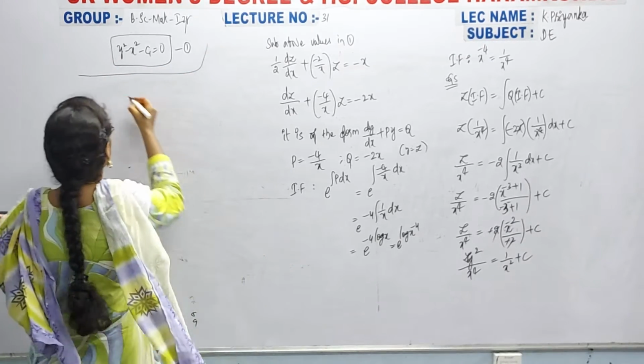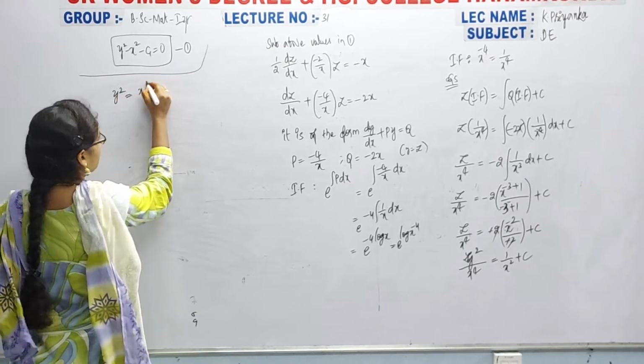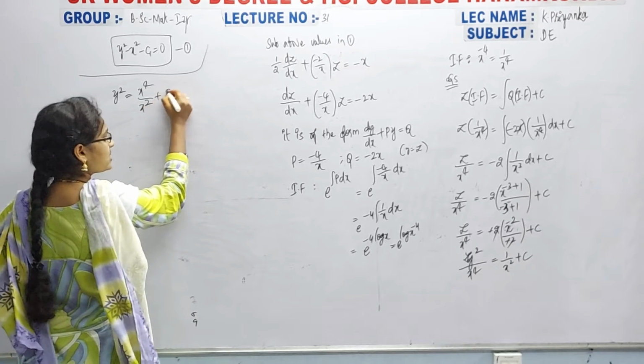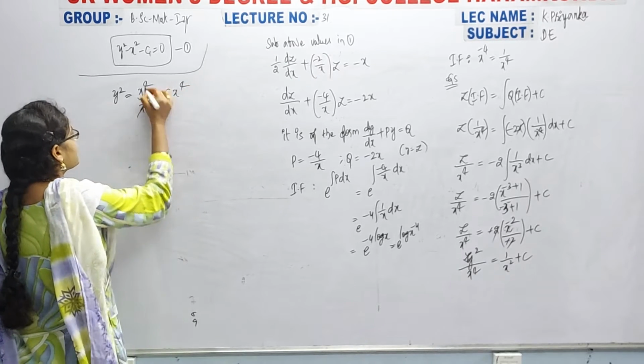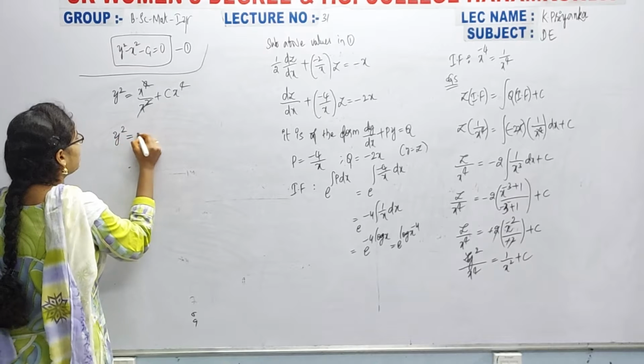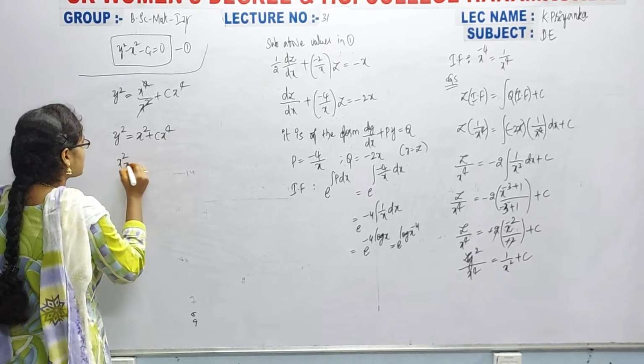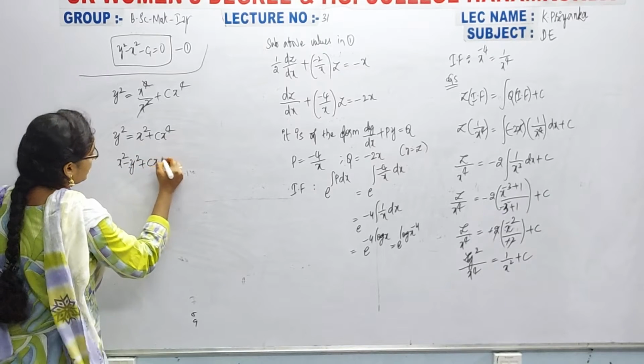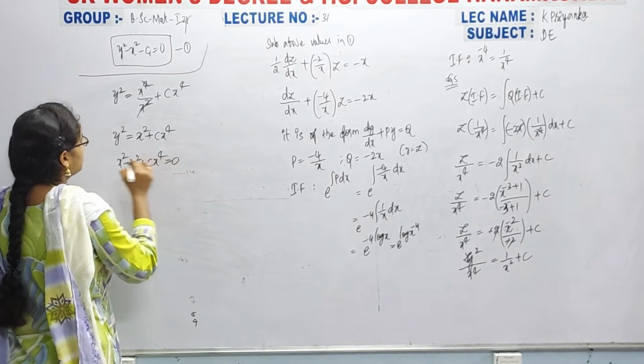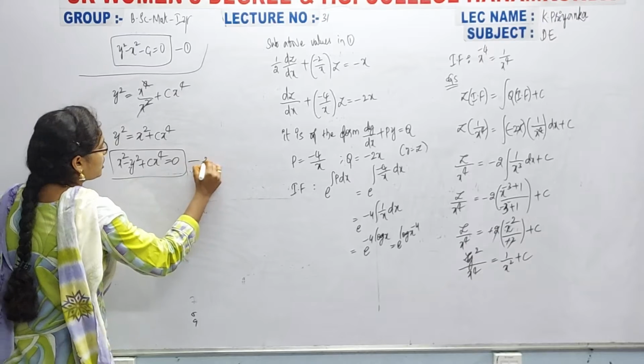Now here what we get? Y square into x power 4 by x square plus c into x power 4. Now x square and x square, y square equal to x square plus c into x power 4. You can write it as x square minus y square plus c x power 4 is equal to 0. So this is nothing but equation number 2.